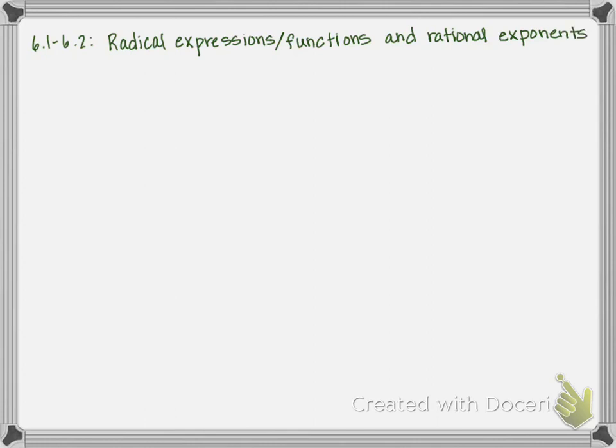So we'll start with the square root because that's the radical that most of us are most familiar with. And then we can generalize to higher index radicals. So we'll start with just your basic definition. We say that C is a square root of A if C squared is equal to A.